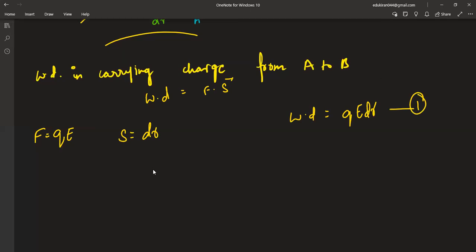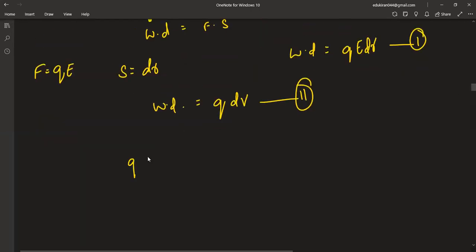Now class, one more formula of work done we have studied, right? Since we are learning this lesson, we also know one more formula of work done, that is charge into change in potential. This is the second equation, right? Work done is QE dr, work done is Q dV. Can we equate both these? Because it's the same work done.